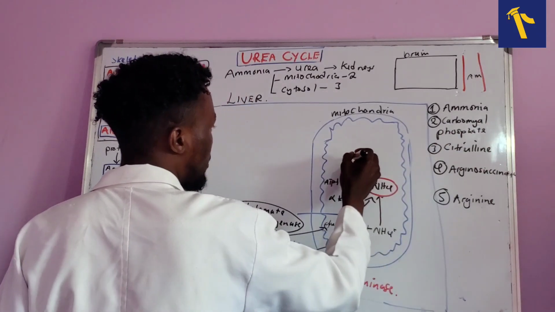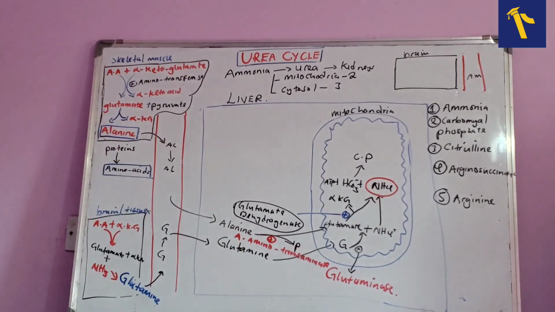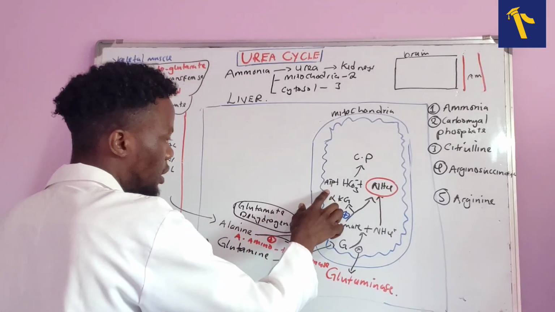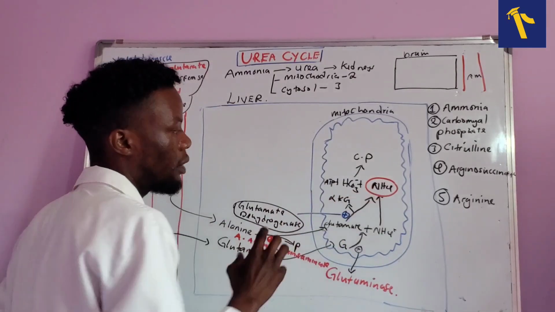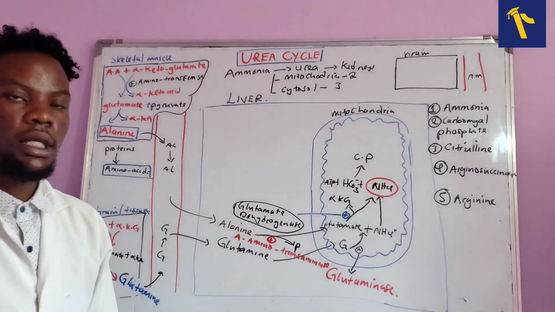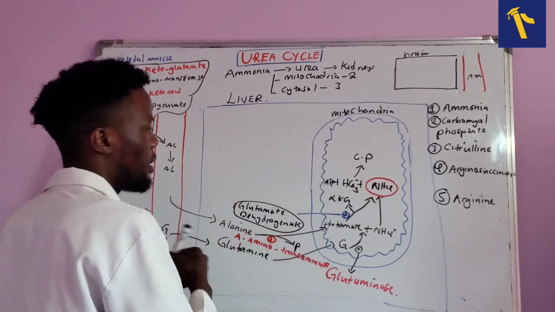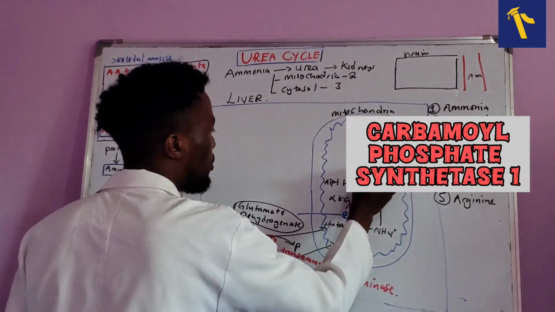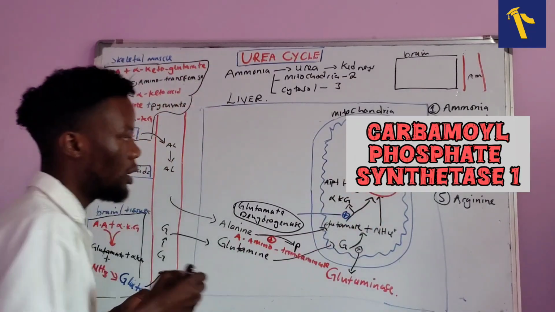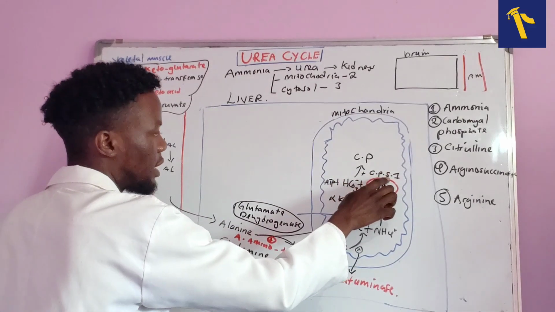Carbamoyl phosphate. I'm going to abbreviate it as CP, carbamoyl phosphate. So again, ATP, bicarbonate, and ammonium are going to combine together to produce what we call carbamoyl phosphate. The enzyme that's going to catalyze this process is what we call carbamoyl phosphate synthetase 1, CPS1.